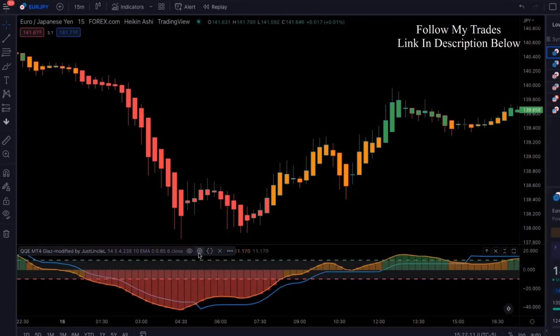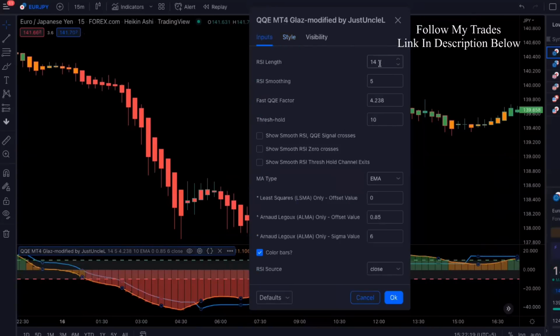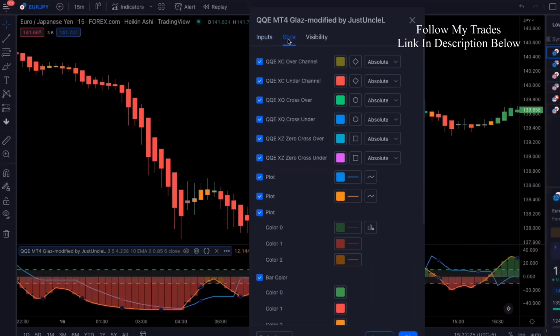Go over here, click on that little cog looking thing. That's settings. Go into settings. The first thing we're going to do is in inputs, we're going to change the RSI length from 14 to 3. Then we're going into style, and in style, we're going to uncheck a couple of things. We're going to uncheck the bar color. Actually, you know what? We're going to keep the bar color. Let's keep the bar color.